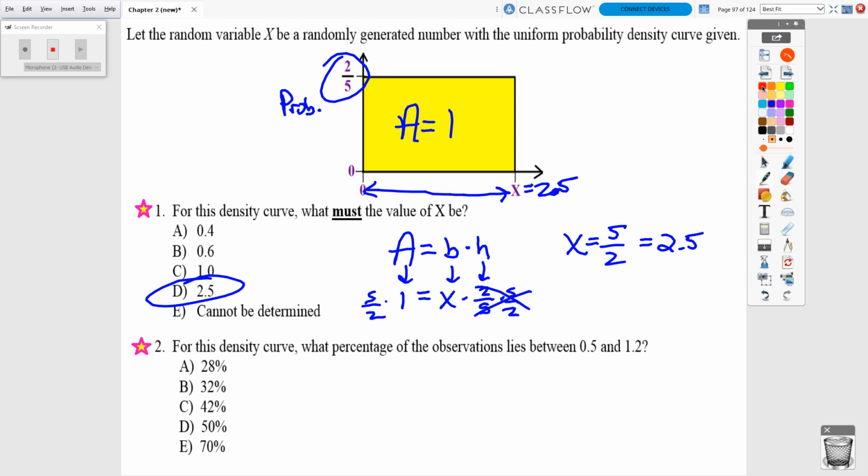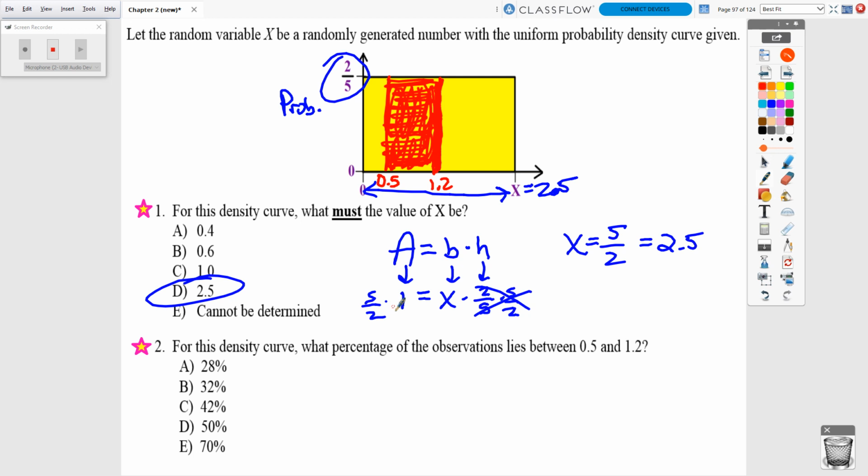All right, number two. For this density curve, what percentage of the observations lies between 0.5 and 1.2? All right, so let's see. Half of 2.5 is going to be 1.25. So we'll just say that this is just less than half. We'll call this the 1.2. And then 0.5, it really doesn't matter kind of where exactly you put it to the left of there. So we'll say it's right there. So we want to know what percent of observations lie between 0.5 and this 1.2.